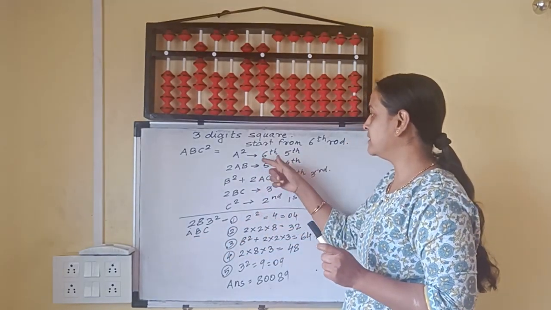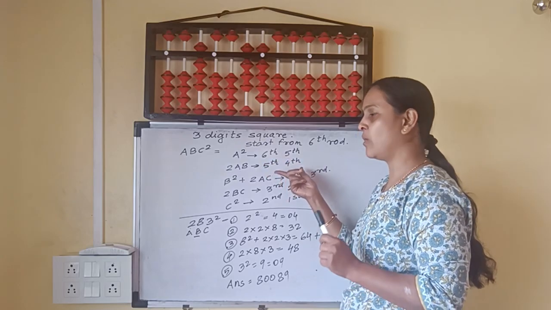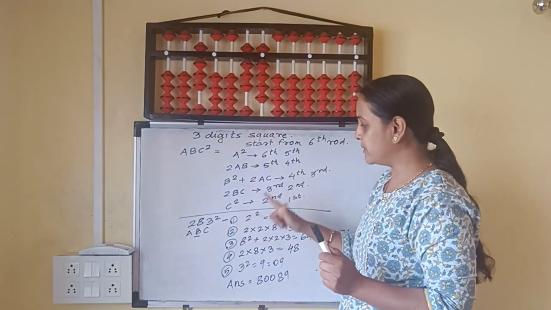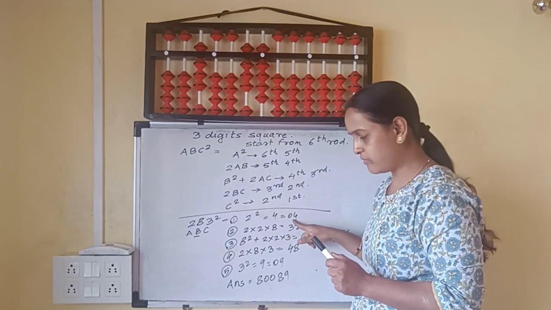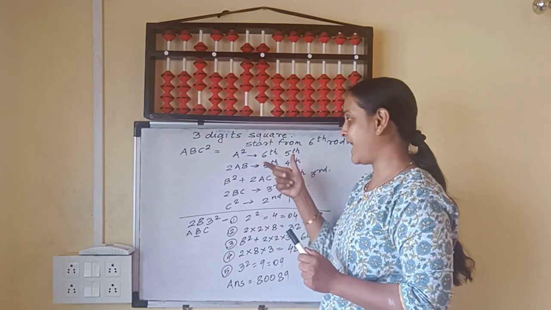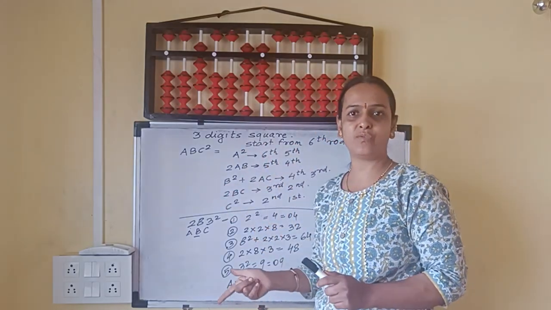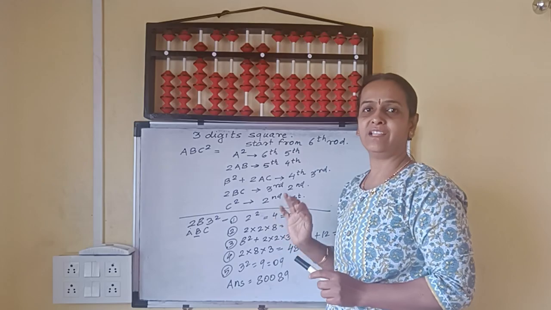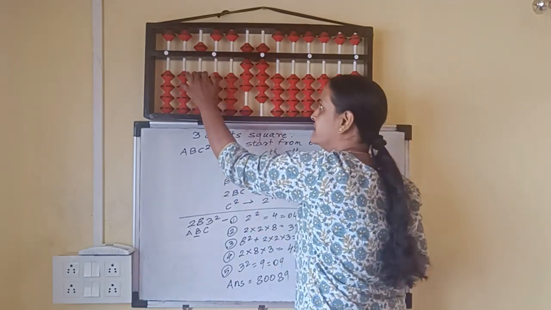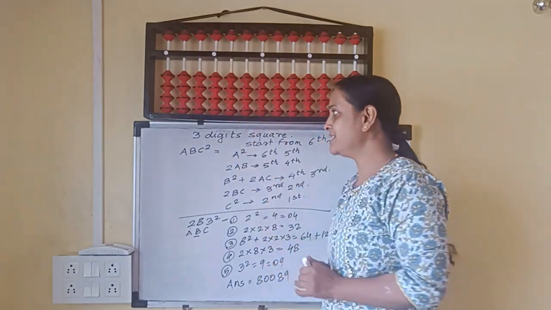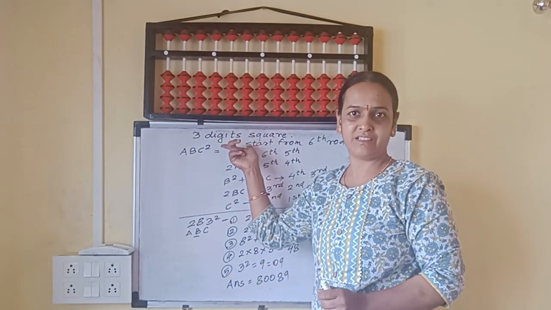In that, remember the rod numbers. Always put the answer on these rods. When we apply this rule properly, we get the correct answer easily and fast. This is the 3-digit square.